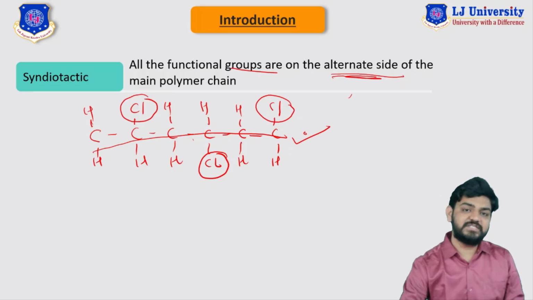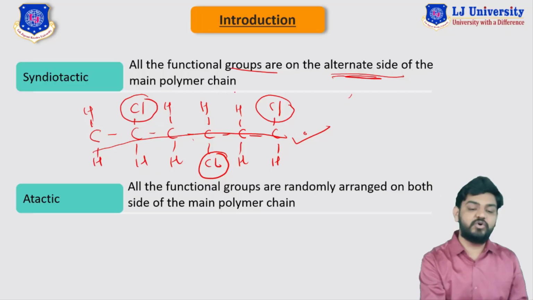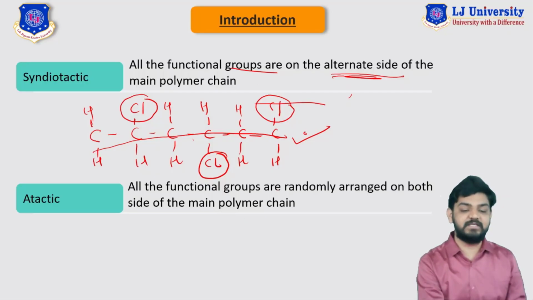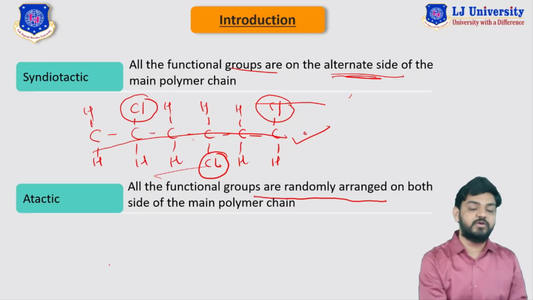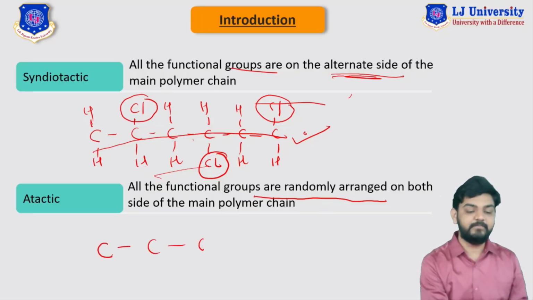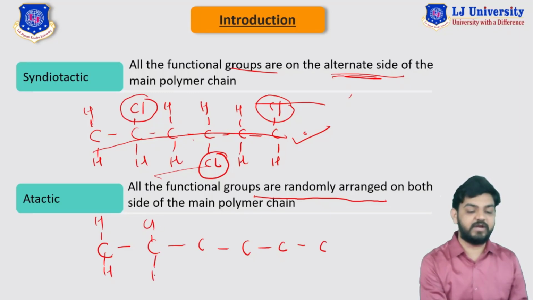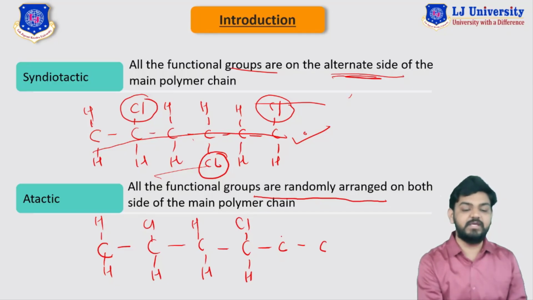Now let's move to the last type of arrangement, that is the atactic arrangement, in which all the functional groups are randomly arranged on both sides of the polymer. To explain this, again let me take this example of 6 carbons. On the first carbon we have 2 hydrogen atoms like this. Then we have a chlorine group here, 1 hydrogen is here, then hydrogen and hydrogen. Again this chlorine is randomly arranged on either side of the main polymer chain.